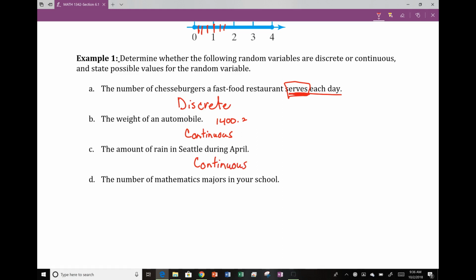Now then, the number of mathematics majors in your school. Think about who the mathematics majors are. They are people. So whenever we're talking about the number of mathematics majors, these are people, things that we can count. So this will be a discrete random variable.